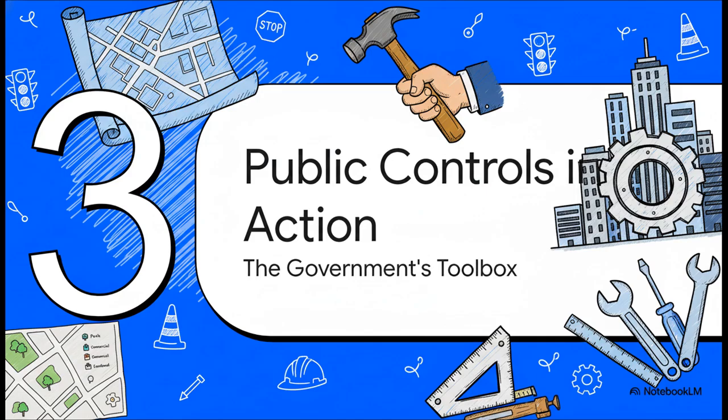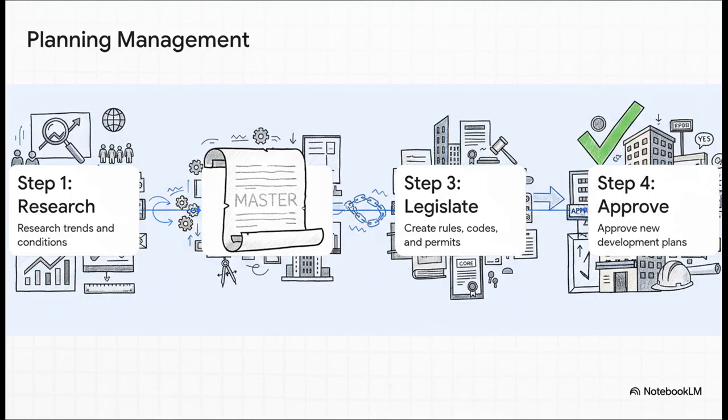Okay, let's dig into public controls first. This is basically the government's toolbox for making sure all the development that happens is orderly, safe, and lines up with that master plan we just talked about. And this isn't just a random process. It's actually pretty logical. Planners start by doing a ton of research on things like population growth and the economy. They take all that data and use it to build out the master plan. Then, from that plan, they create the specific rules and codes. And finally, they use those rules to either approve or deny new building projects. See? It's a clear path from research to reality.